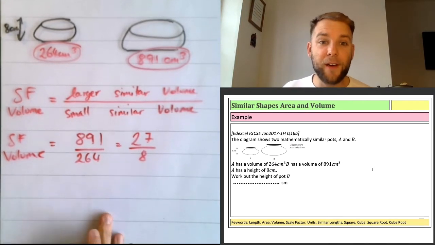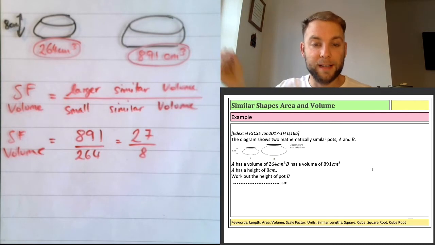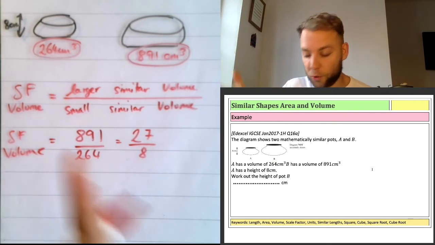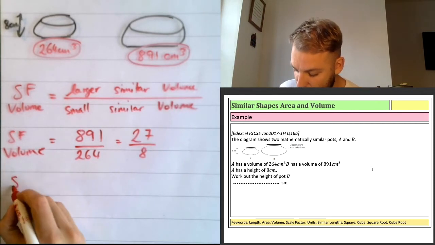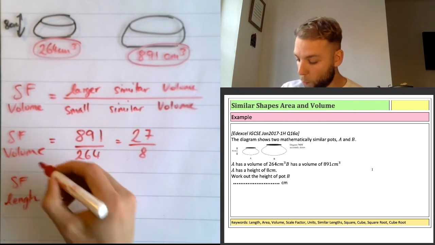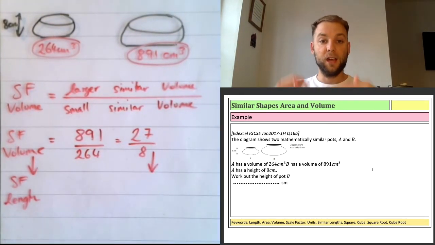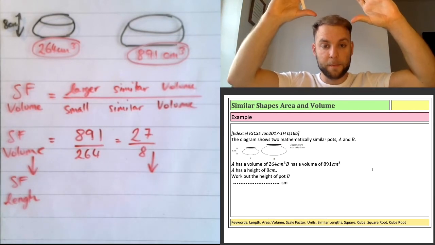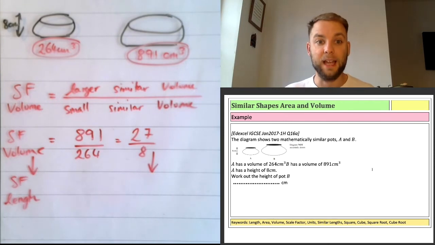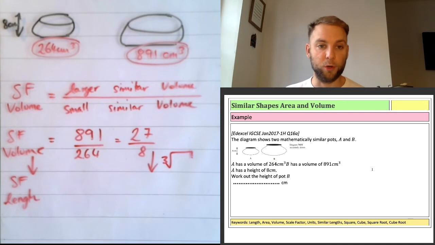Now, if I was trying to find the scale factor for the volume from the lengths, I would cube my scale factor, wouldn't I? If I want to find out my scale factor for my lengths, so working backwards, we need to do the opposite of cubing, because I know what the scale factor of my volume is. And the opposite of cubing is the cube root.